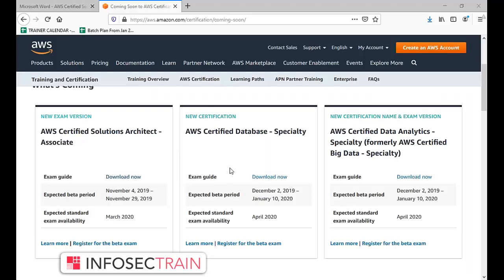And one more thing, team, if you are so confident, you can write this exam right now in the beta version. Currently, this exam is in the beta version. If you write this exam in the beta version, from tomorrow onwards the certification will be active. It will be $75 only. The cost is very cheap.